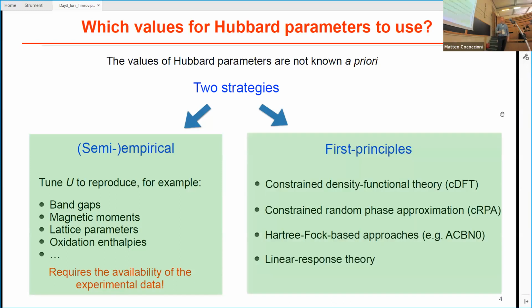And the other possibility is to really follow the first-principles path, where you can compute Hubbard U and V. And there are different methods around. One of them is constrained density functional theory, CRPA, which is the constrained random phase approximation, Hartree-Fock based approaches, let's say the ACBN0 functional, linear response theory, maybe some others. So there are plenty of methods, all of them with different results. And so, yeah, what to do?